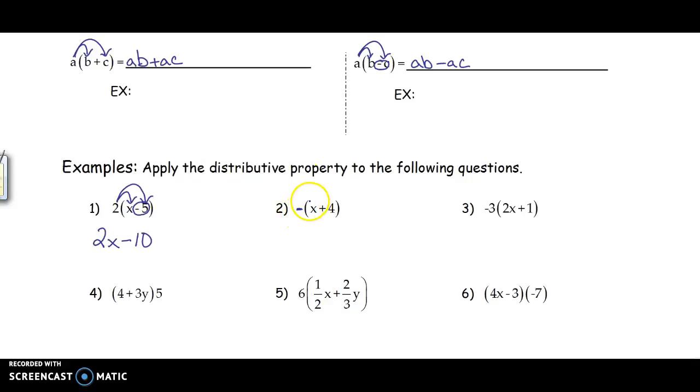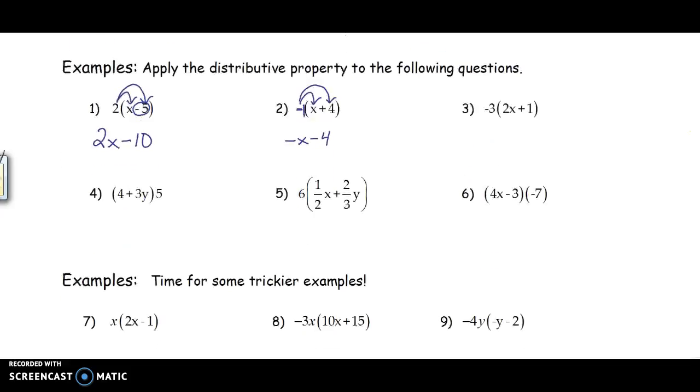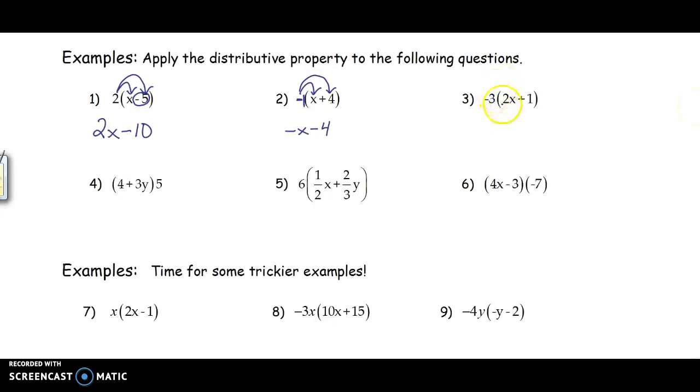All right, anytime you see a negative outside the parentheses, you just always know that there's going to be a 1 there. So it's negative 1 times x, so negative x. Negative 1 times 4 is negative 4, so minus 4. Number 3, negative 3 times 2x plus 1. Distribute it to both terms on the inside of the parentheses. So we have negative 3 times 2x, so negative 6x. Negative 3 times positive 1, so a negative times a positive is going to work out to be a negative.